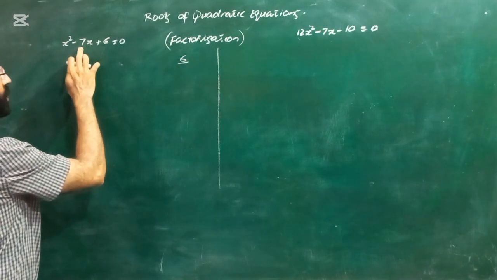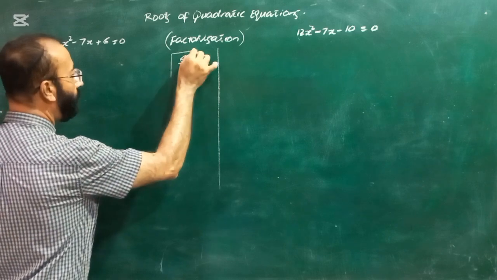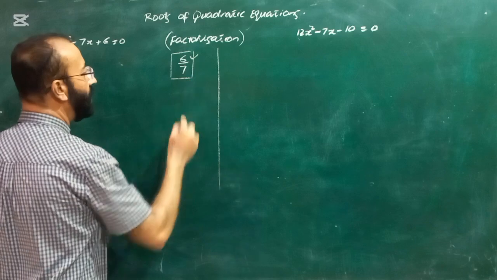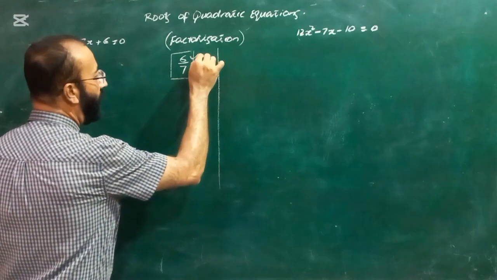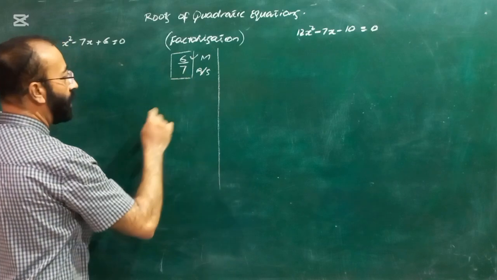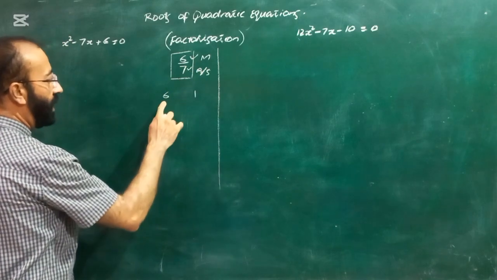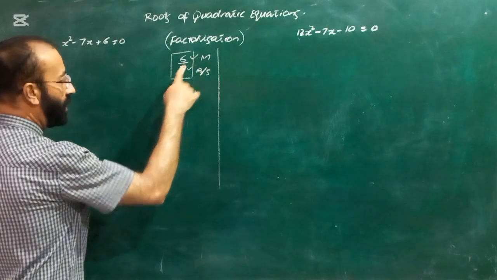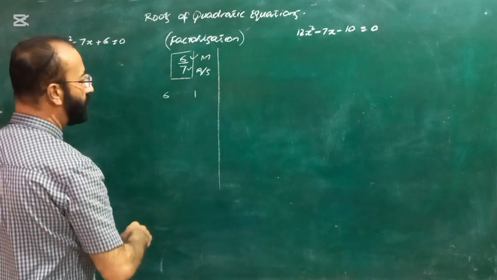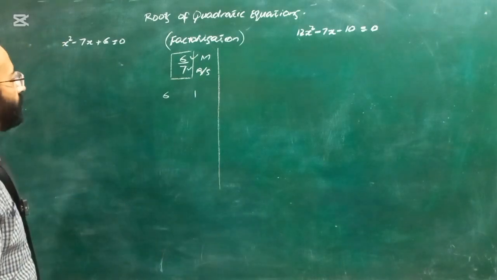Write the coefficient of the singular variable with it. Now think of a pair of numbers whose multiplication is equal to this one and addition or subtraction equal to this one. So these are actually 6 and 1, because 6 ones are 6, multiplication equal to this one, and addition or subtraction, so 6 plus 1 is equal to 7. So this is the second step. This is the second rule.